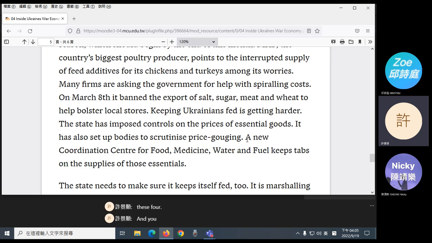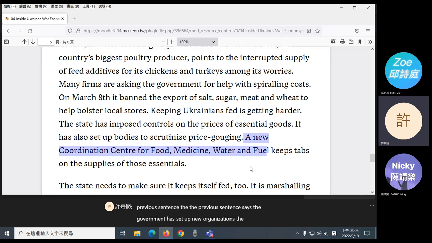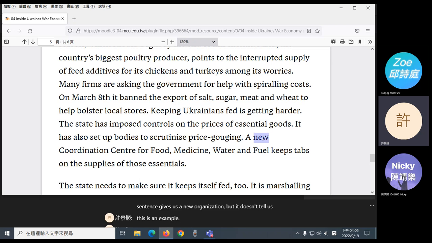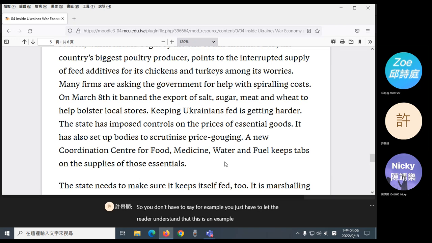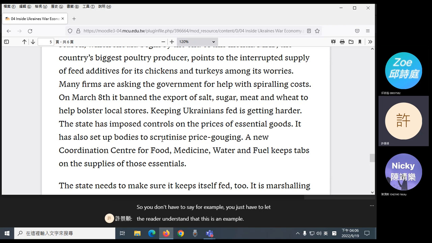And you can see that this sentence is an example of the previous sentence. The previous sentence says the government has set up new organizations. The next sentence gives us a new organization. But it doesn't tell us this is an example. When you see the word new and you see that it's a kind of center, then you know that this is a new organization. And then it tells you that it looks at the supplies of essential things. You can understand already that it's to examine and prevent price gouging. So you don't have to say, for example, you just have to let the reader understand that this is an example. Once again, in American English, we spell center T-E-R.